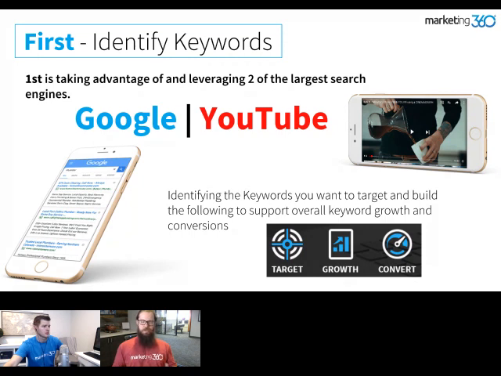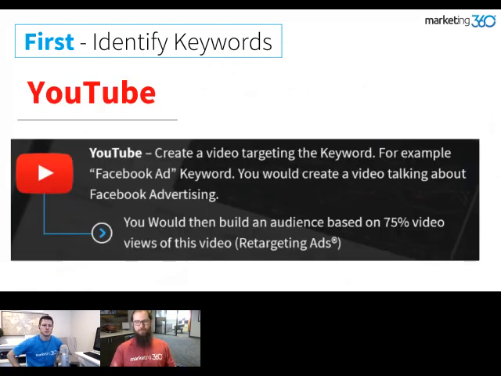Now, once you've launched some campaigns, that's when you have real data coming in from Google Analytics, from Marketing 360 if we're working with you. You can see what the keywords actually are and then make adjustments from there. But first step, make some educated guesses and then move forward.